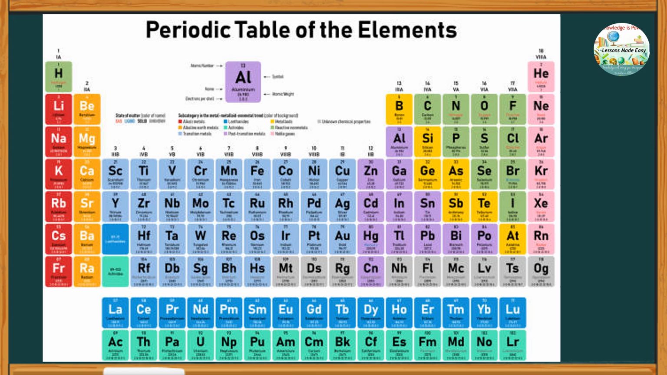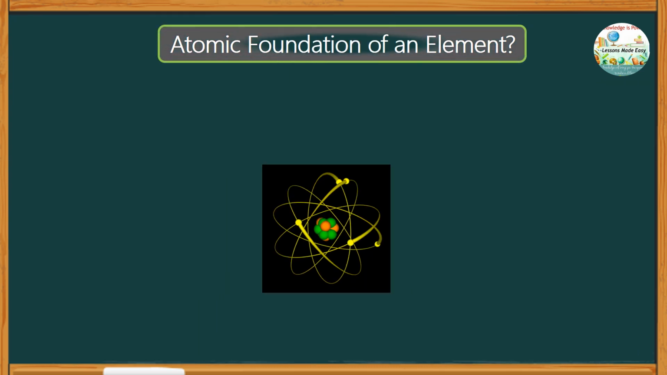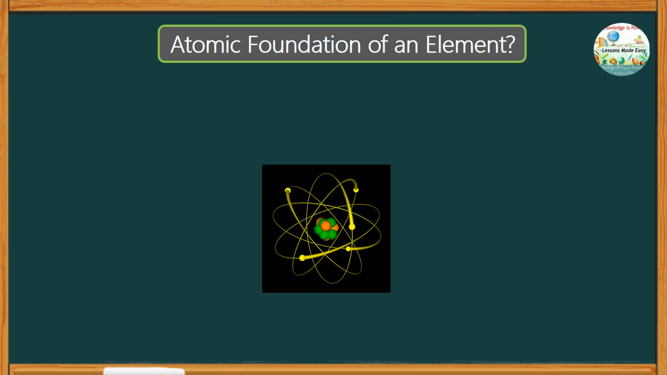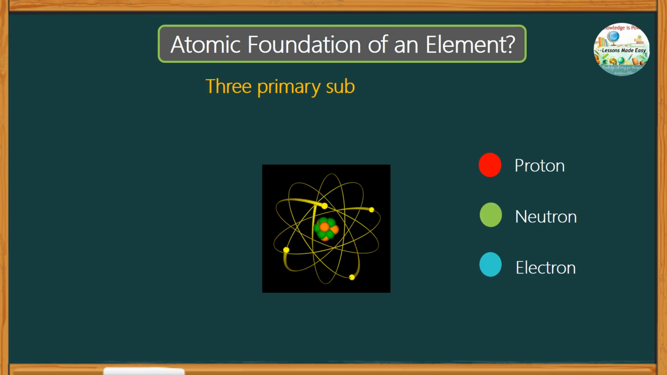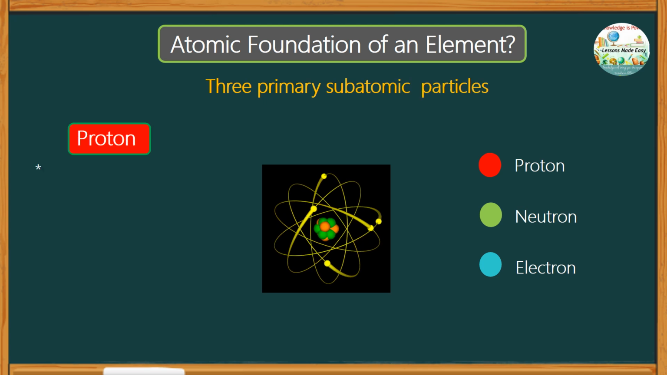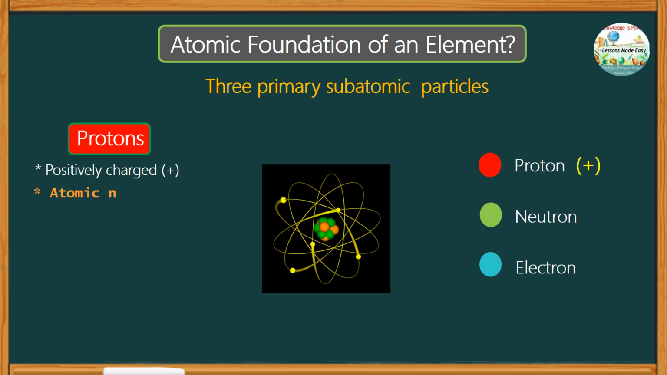There are currently 118 known elements, and they are all listed on the periodic table of elements. Let's take a look at the atomic foundation of an element. Each atom of an element is comprised of three primary subatomic particles. We have the protons that are positively charged, which define the element's identity or the atomic number.